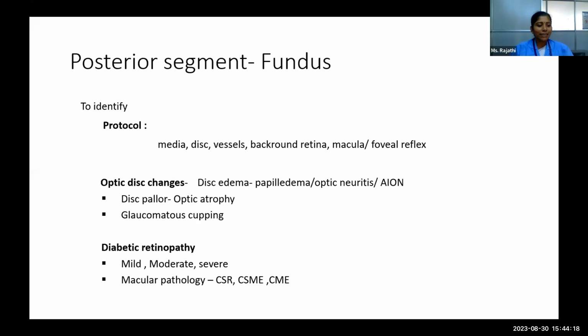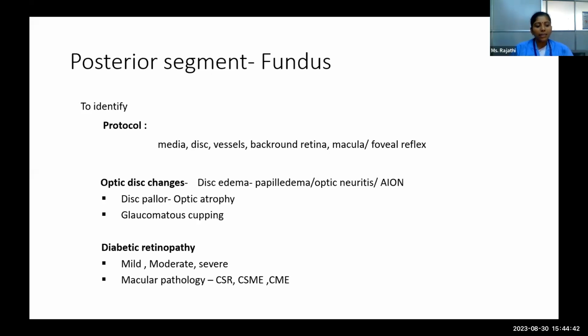Optic disc changes may cause disc edema. This disc edema may be seen in papilledema, optic neuritis cases, and anterior ischemic optic neuropathy cases. We have to see the changes of the optic disc. And pallor we have to see in optic atrophy conditions. And glaucomatous cupping, also we have to find out.